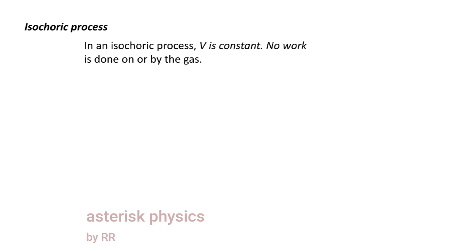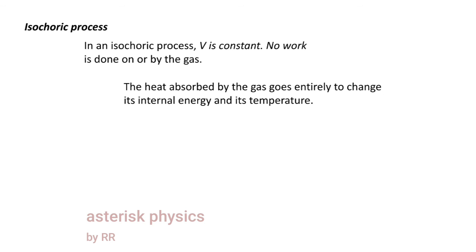Now, isochoric process. In an isochoric process, volume is made constant. No work is done on or by the gas. Since volume is constant, we know that work done W = P ΔV. Therefore, ΔV is equal to 0 in this case. There is no change in volume, so no work is done on the system or by the system. The heat absorbed by the gas goes entirely to change its internal energy and its temperature. That is according to the first law of thermodynamics.